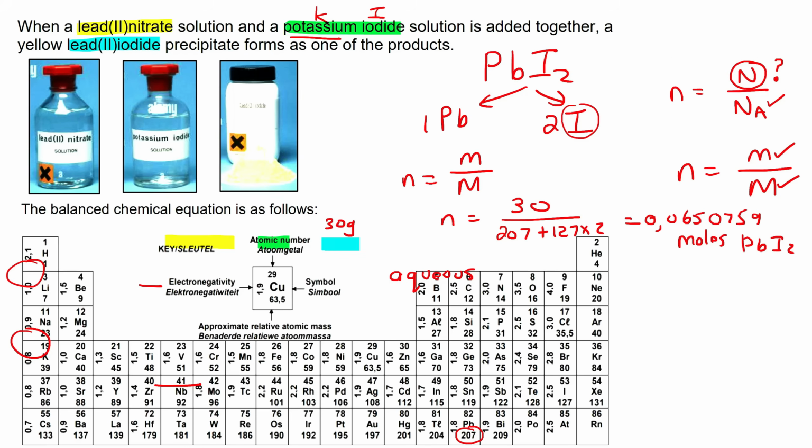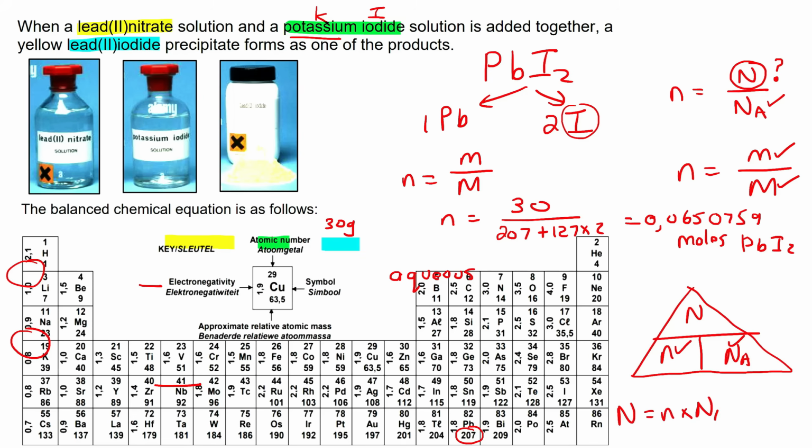Okay, so now we can fill that into this formula. And remember, I've taught you this before. That formula comes from this triangle. So if we have this and we have this, how do we get this by itself? Well, you have to multiply these two. So we're going to end up with a formula that says that. And so that's going to give us the number of moles, which is 0.0650759, multiplied by Avogadro's number, which is 6.02 times 10 to the 23. Remember, it is given to you on the formula sheet.